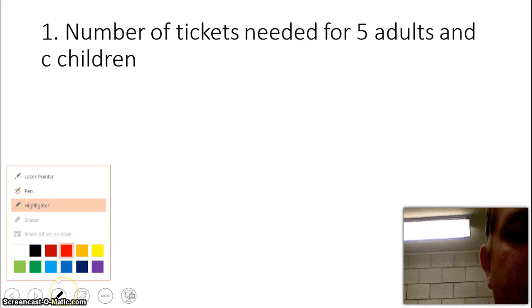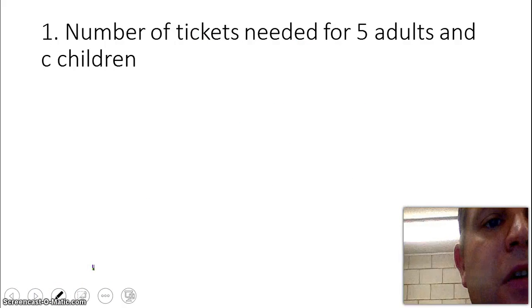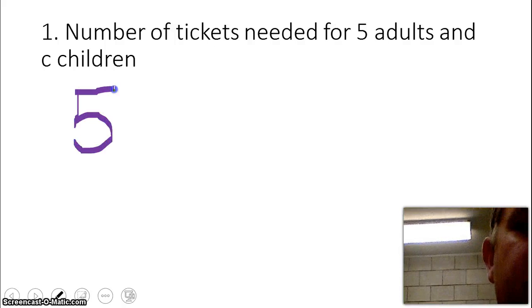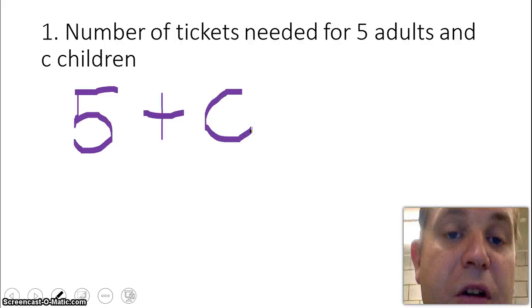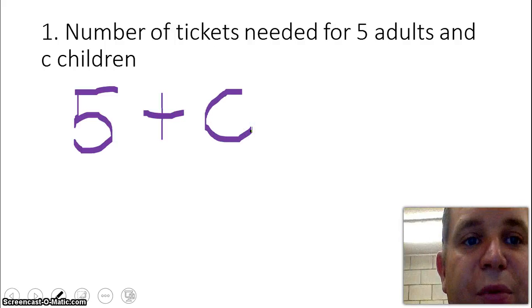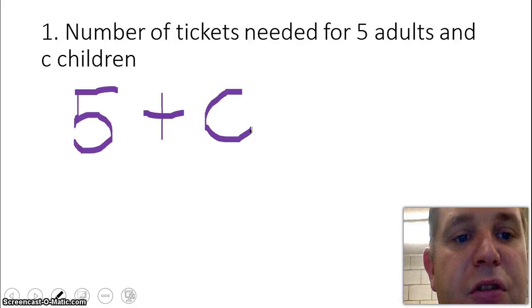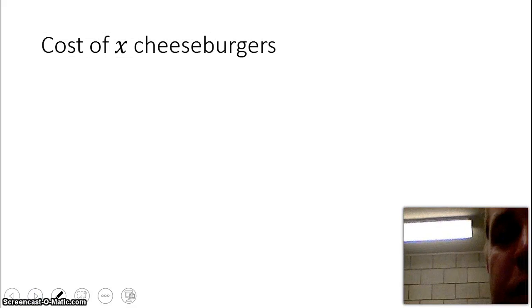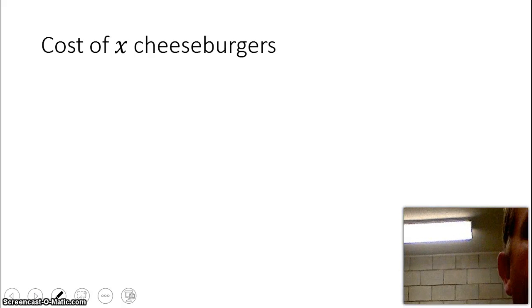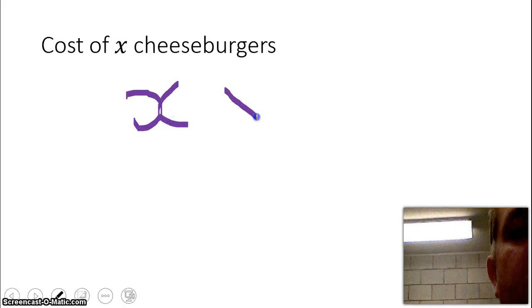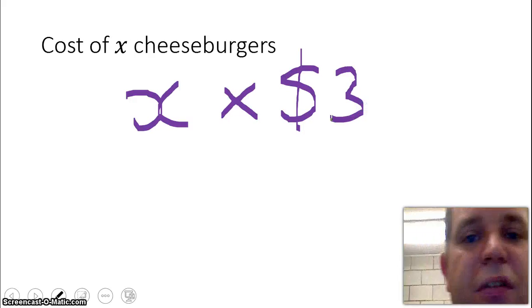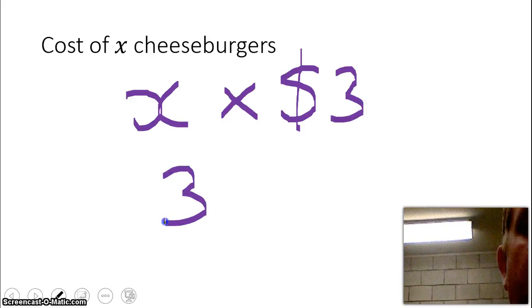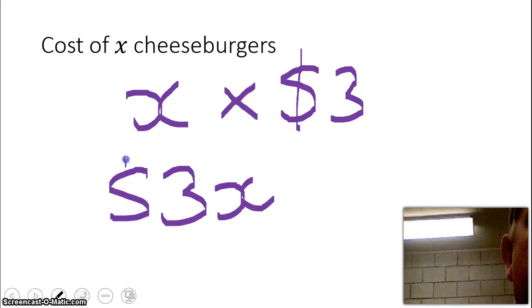We need to find the number of tickets needed for 5 adults and C children. So we've got 5 adults plus some number of children, we don't know how many, but we're going to call it C. So to write an expression like this, we take the words and put it into an algebraic sentence. We need to find the cost of X cheeseburgers. Well, we've got X cheeseburgers times however much they cost. Usually cheeseburgers are roughly $3, so it'd be X times $3, which would be 3X dollars.